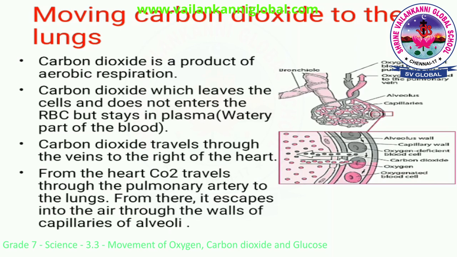Look at this picture. This is the alveoli. So the alveoli is nothing but the end point of the respiratory system. So it is useful to exchange oxygen and carbon dioxide in the bloodstream. See, look at this picture. So the oxygen comes with the help of the alveoli to the capillary wall.